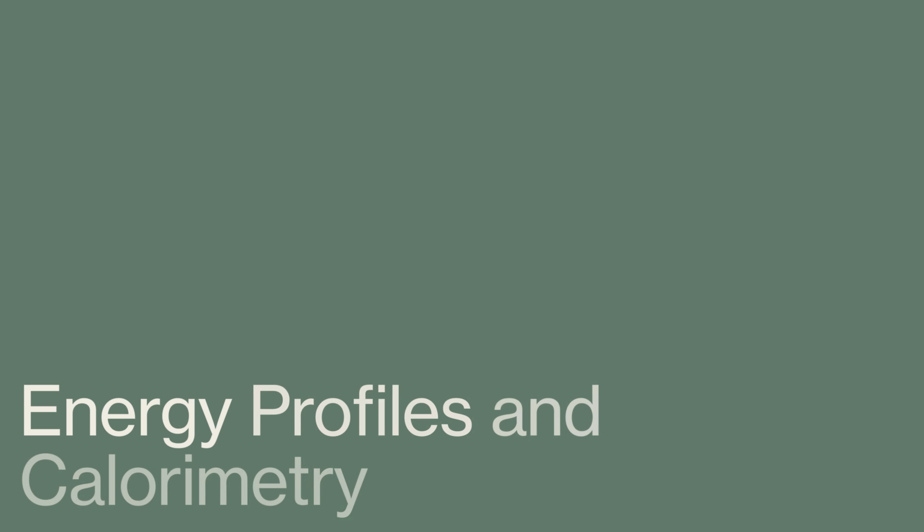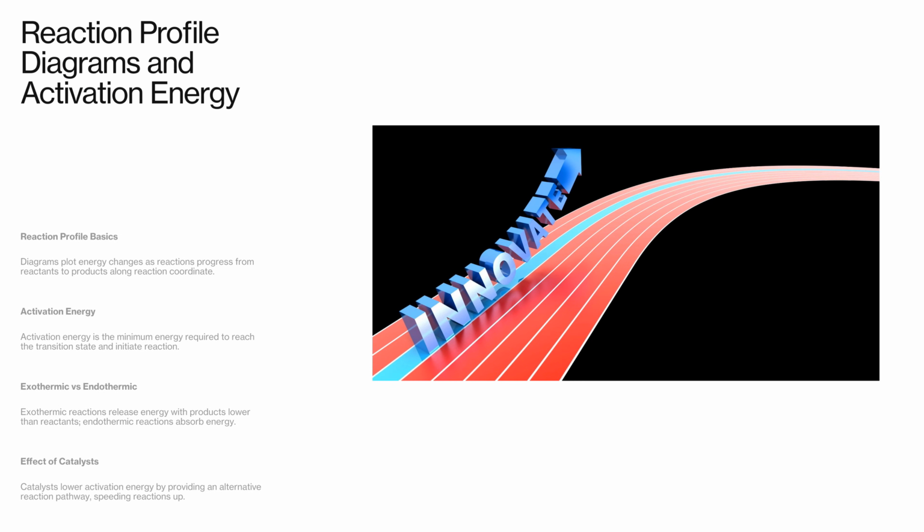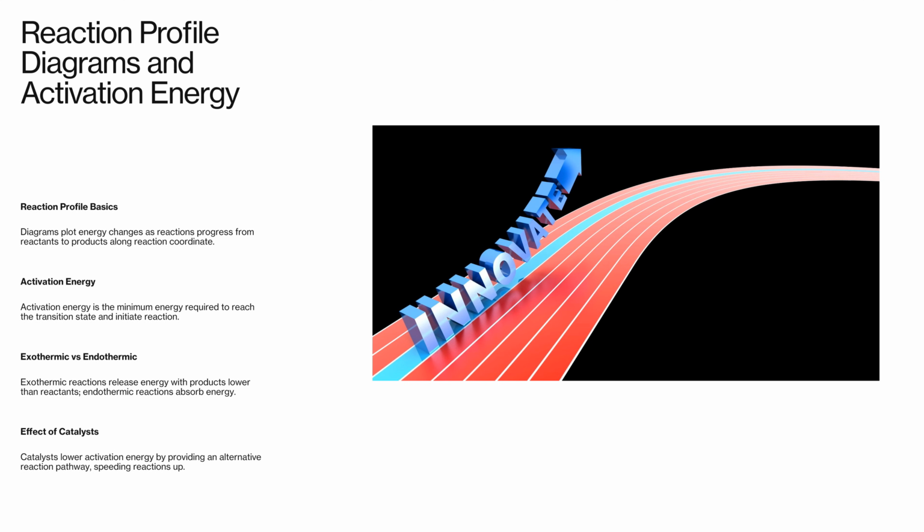Reaction profile diagrams and activation energy, calorimetry, and the equation Q equals mcΔT, worked calorimetry calculations, required practical 2, measuring enthalpy changes. Reaction profile diagrams are graphical representations that show how the energy of a system changes as a reaction progresses from reactants to products. The vertical axis represents energy, while the horizontal axis represents the progress of the reaction. A key feature of these diagrams is the activation energy, EA, which is the minimum energy that reacting particles must possess for a reaction to occur.